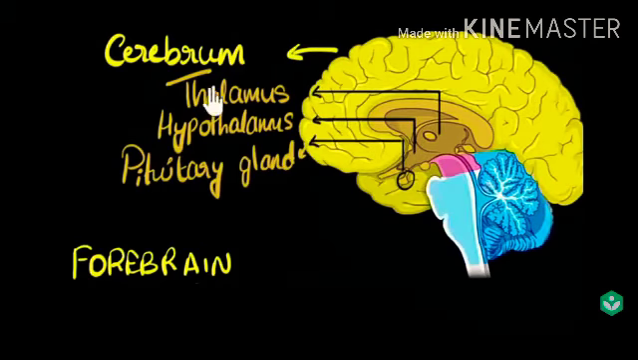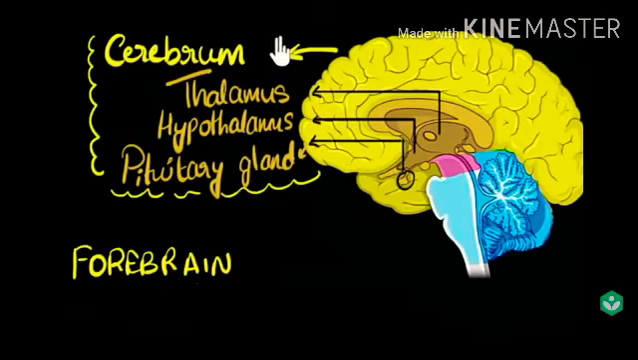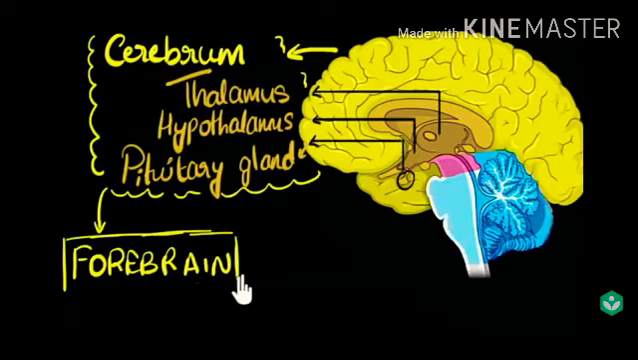Okay, so these are the 4 parts of our forebrain. These are the only parts that we'll concentrate on. So let me just put them together. So this is your forebrain parts. All right, so what do they do? What are their functions? We don't have to look at the individual functions.